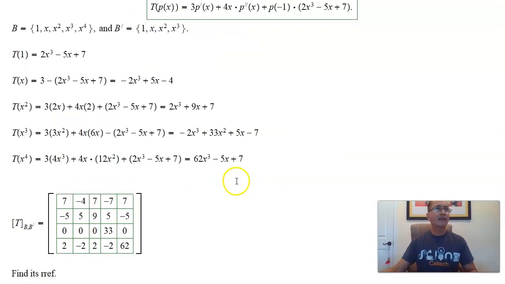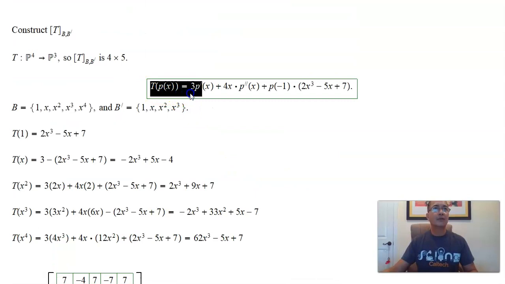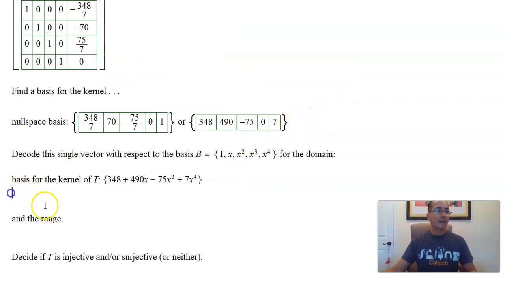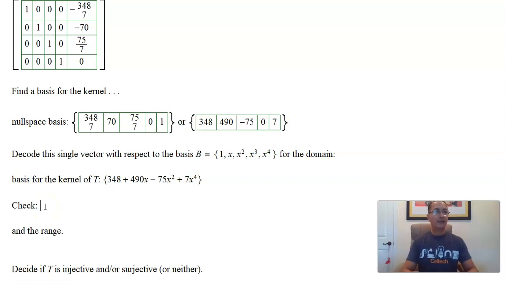Okay, so if we did this correctly, this will transform to the 0 polynomial in P3. You want to do that? Let's do that. Okay, we have the definition over here. Keep your fingers crossed. See if it works. Okay, check. Check, please.